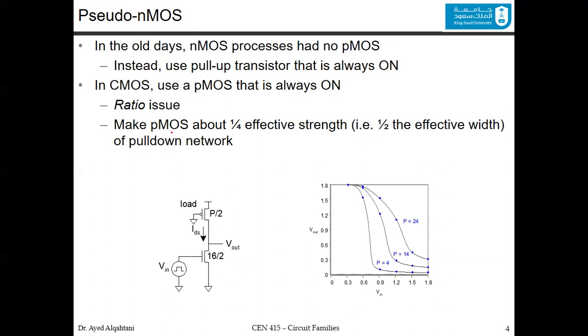And because of this, we have a ratio issue. To overcome this, one way, through experimentation, is to try to find the correct ratio for this PMOS, P. If you say that you have P over 2, and you assume that the NMOS is 16 over 2, just for the sake of assumption, they try to find what is the right P to make the relation between V input and V output of this inverter, which we called before the DC response, look better.